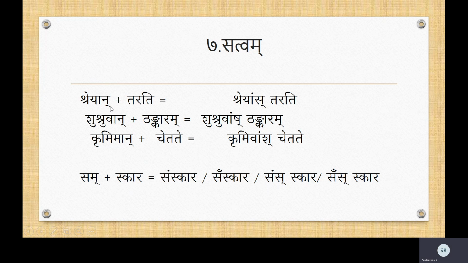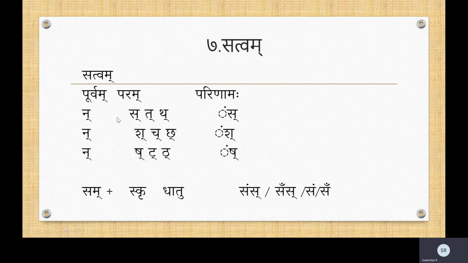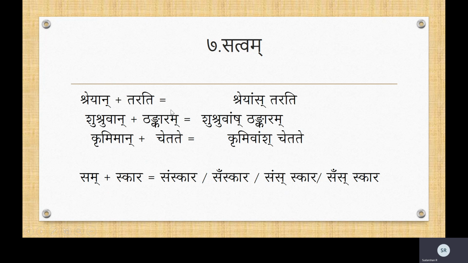So when you have Shreyan and Tarati, now this is the first scenario. You have Na followed by Tarati, Ta. What happens? The closest cousin of Ta in the Avargiya Vyanjana is Sa. And Na, because it is an Anunasika, it changes to an Anuswara. So it becomes Shreyams Tarati, Shreyams Tarati.